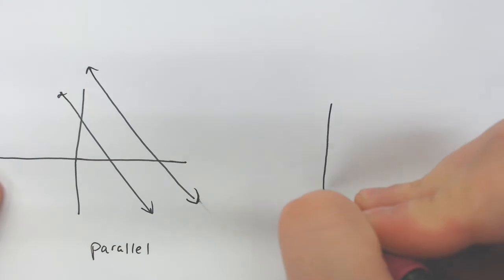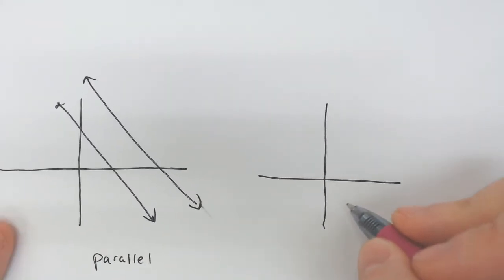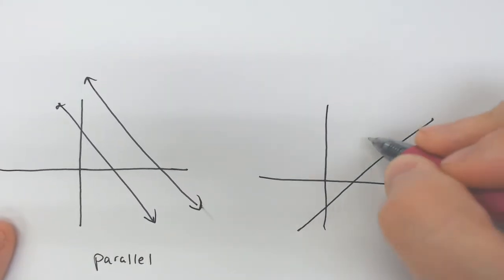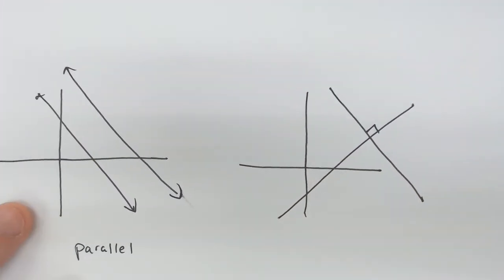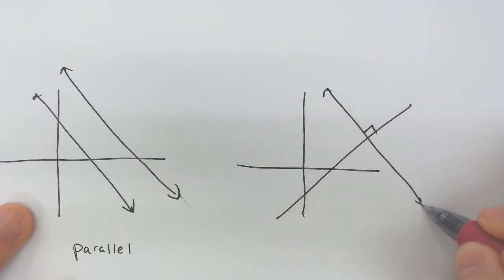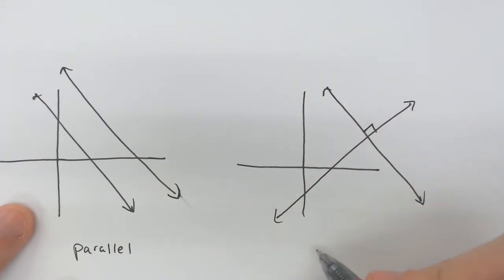We could also look at them, and let's say that one of them is going this way and the other one is going that way, and it is a perfect 90-degree angle, which normally you can't tell for sure, but that would be considered perpendicular.